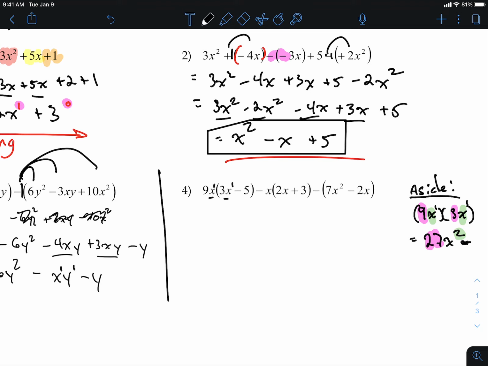Okay? Is that okay? So the next line here, remember that's kind of an aside. You're going to use that 2,000 times in this course. Okay, so we've already done the math on this one. It's 27x squared. That's from this. And then the second one is going to be minus 45x.